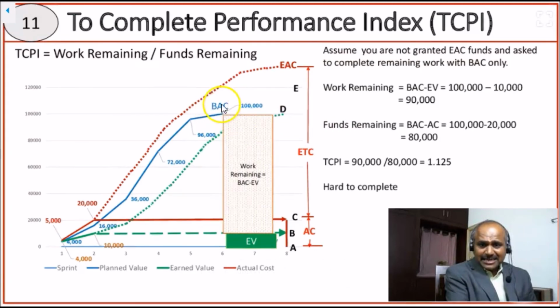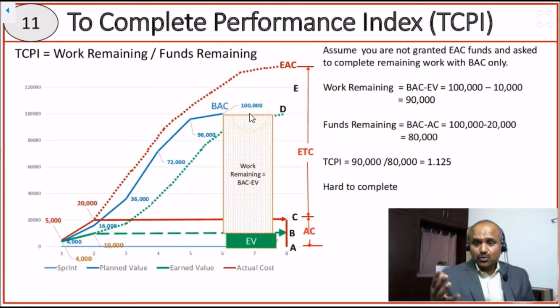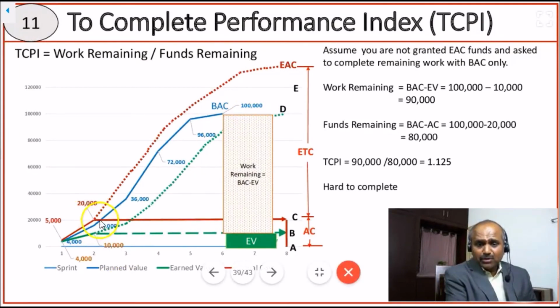That means BAC worth of work, $100,000 worth of work is what we planned, out of which earned value worth of work is what we completed. So work remaining is BAC minus EV, which is $90,000. Funds remaining means BAC, the budgeted completion worth of funds that management is providing us, out of which actual cost is the amount of money we already spent. That means 100,000 minus 20,000 is 80,000.